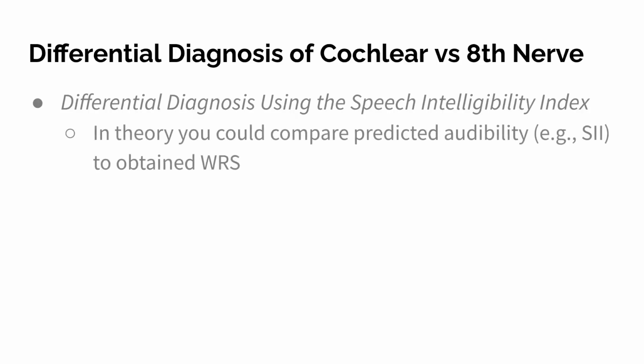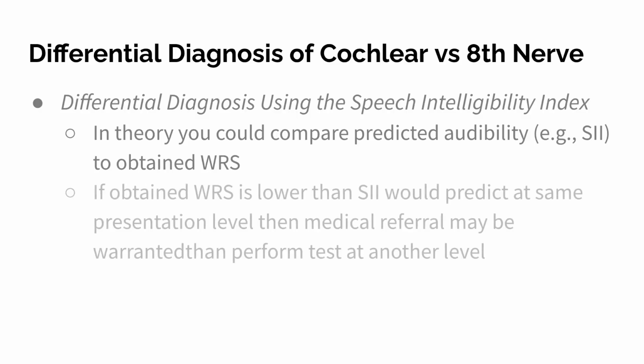In theory, you could predict the audibility from the speech intelligibility index and compare that to word recognition scores. That's kind of like what I showed you a moment ago from the Dubno data. If the obtained word recognition score is lower than the predicted SII, that would also indicate medical referral. There is one study that looks at the standardized word recognition score and compares it to the SII, but it's difficult to calculate the SII at a high presentation level other than just 55, 65, or 75 dB SPL.